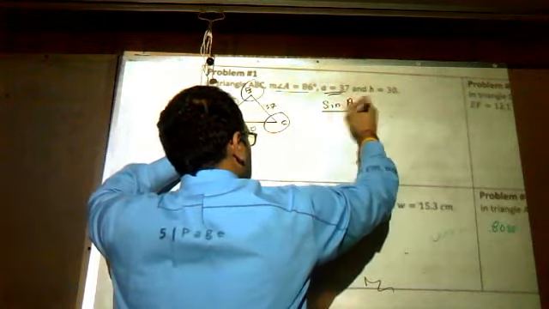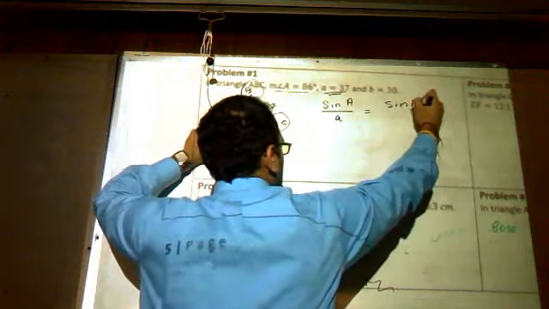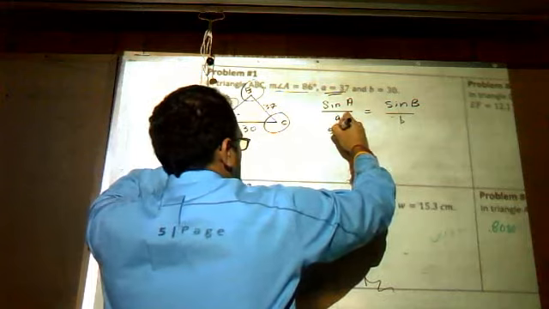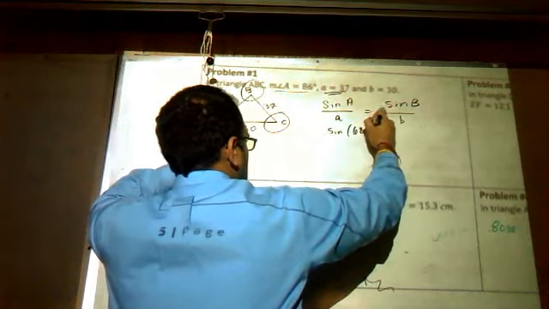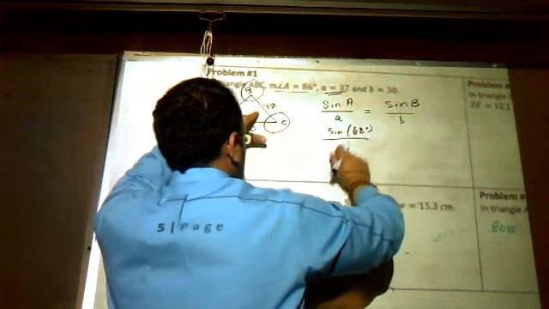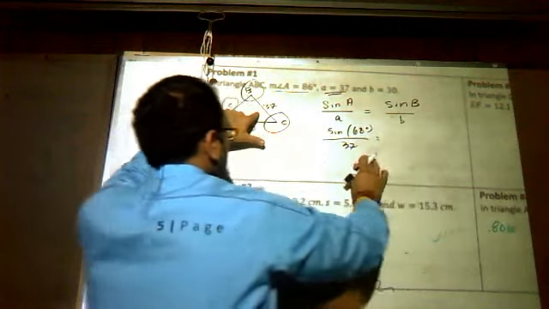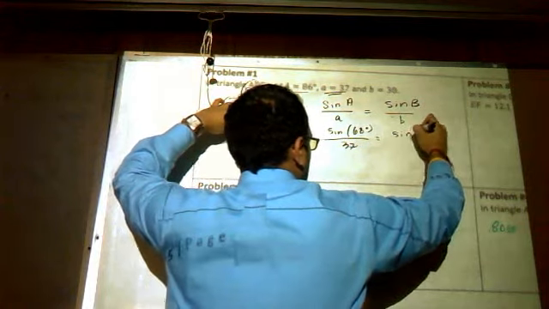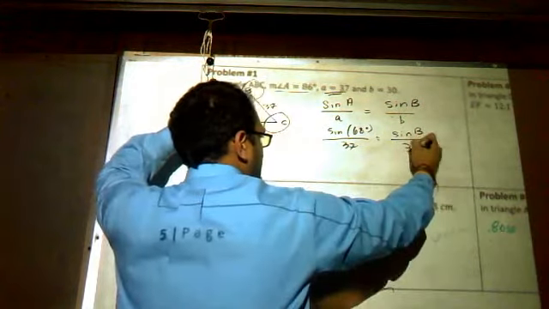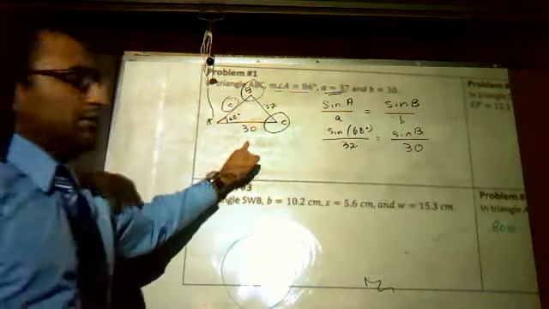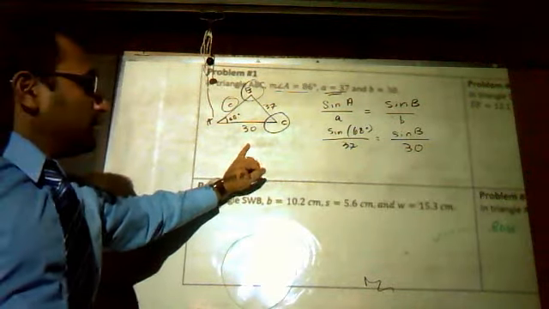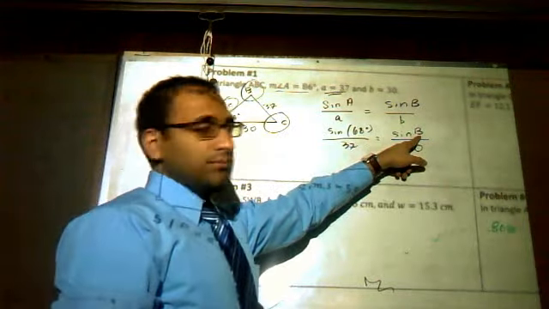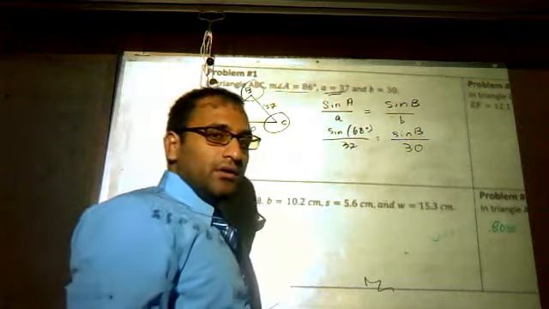Sine of A divided by A is equal to the sine of B divided by B. Sine of angle A, say sine of 68 degrees, divided by side A, 37, is equal to sine of angle B. Do we know angle B? No. Divided by side B, which is a length of 30. So now we just have to solve for angle B, because we have all of the other pieces of information already given to us.